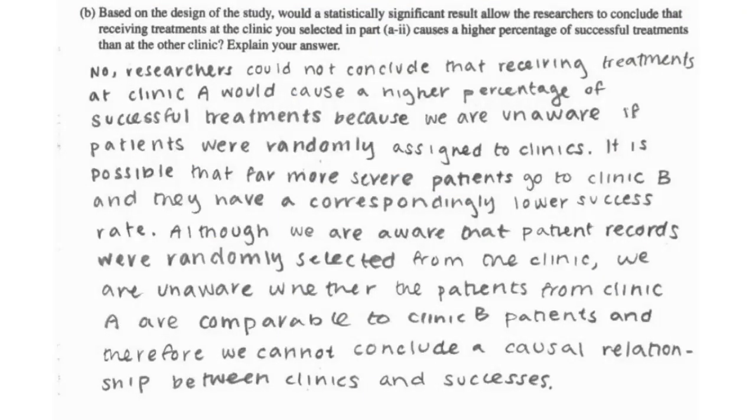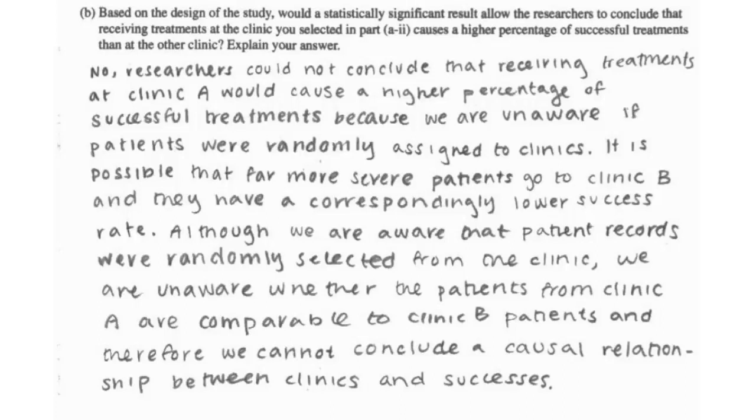All right, student number 1, they said a lot. Is it necessary to say that much? No. Not necessarily. No, researchers could not conclude that receiving treatments at Clinic A would cause a higher percentage of successful treatments because we are unaware if patients were randomly assigned to clinics. It is possible that far more severe patients go to Clinic B and they may have a correspondingly lower success rate. These are actual student answers. This is not made up.